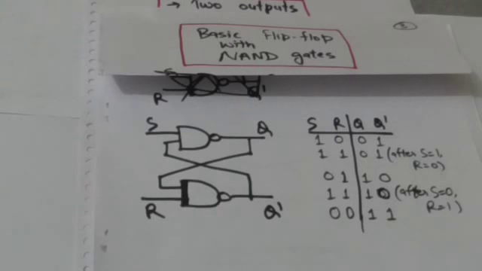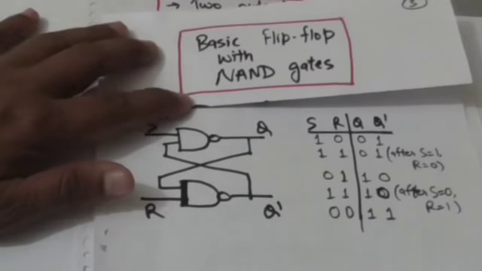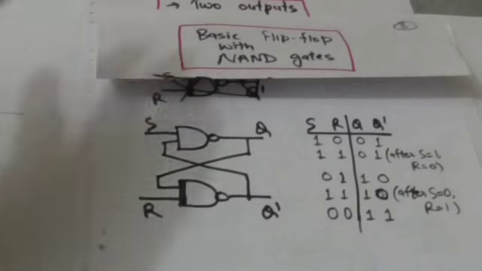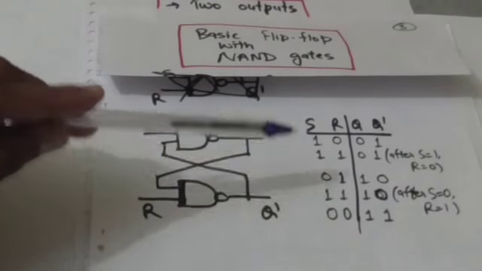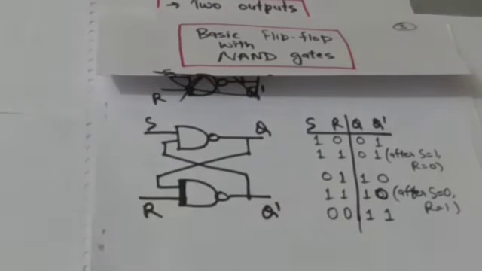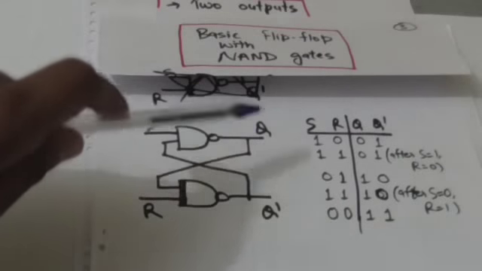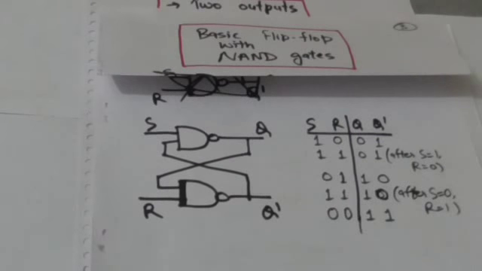When both S and R are equal to 0, then both Q and Q' will be equal to 1, and this condition should be avoided, because it violates the property that Q and Q' must be complements of each other.